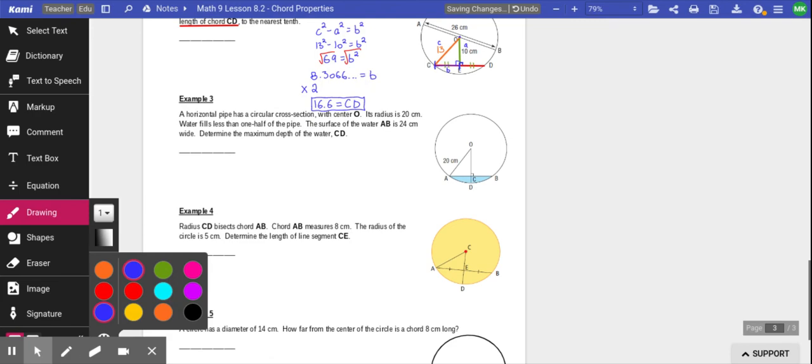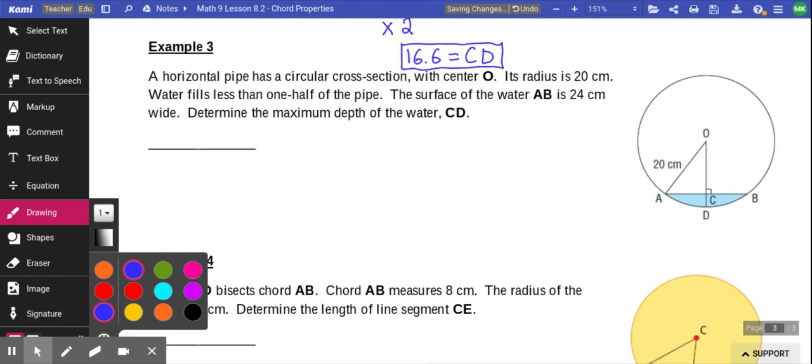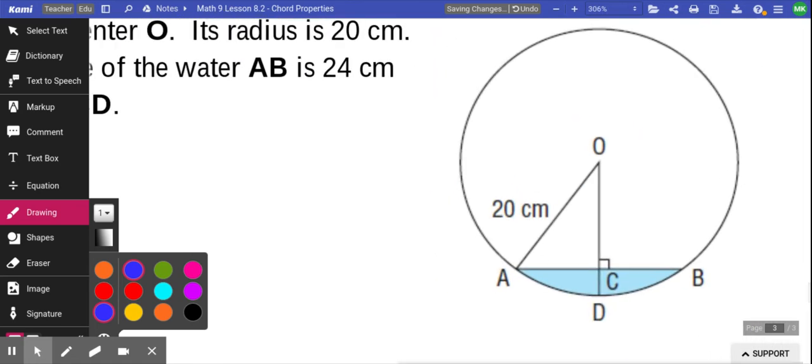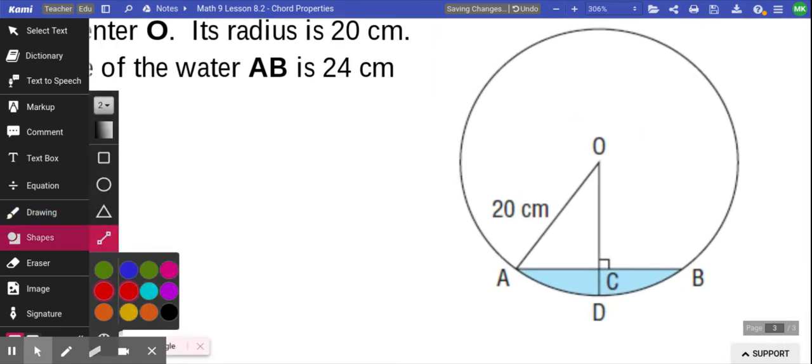So this one says, a horizontal pipe has a circular cross section with center O. Its radius is 20 centimeters. Water fills less than 1/2 of the pipe. The surface of the water, AB, is 24 centimeters wide. Determine the maximum depth of the water, CD. Okay. I'm trying to find the maximum depth of the water, CD. CD is from here to here, this little section.